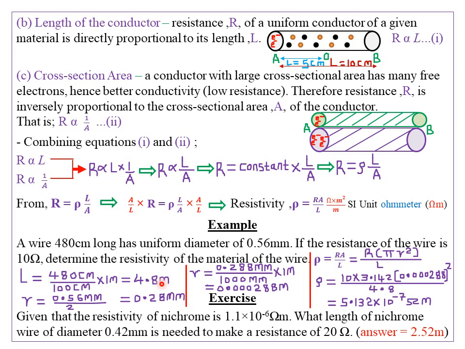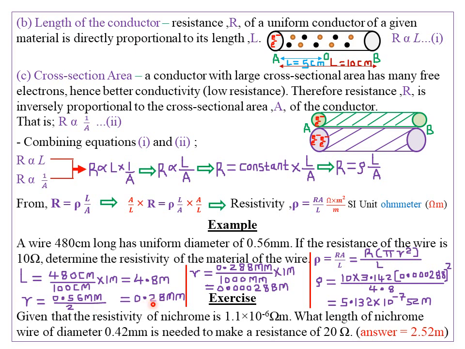Then we are also given that the wire has a uniform diameter of 0.56 millimeters. But in this case, we'll need the area. And if we want the area, which is pi r squared, we'll need the radius. Therefore, radius will be diameter over 2, which is 0.56 millimeters divided by 2, which gives us 0.28 millimeters.